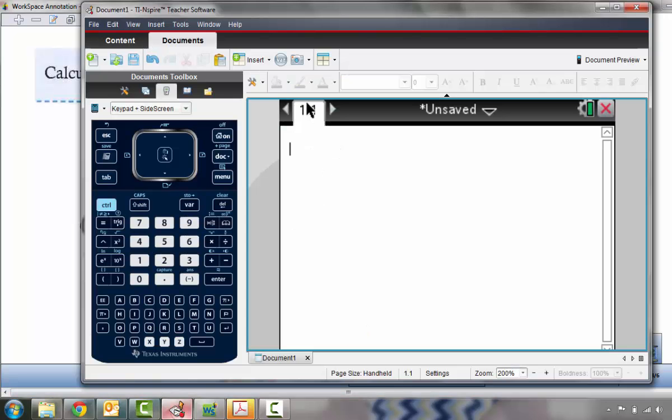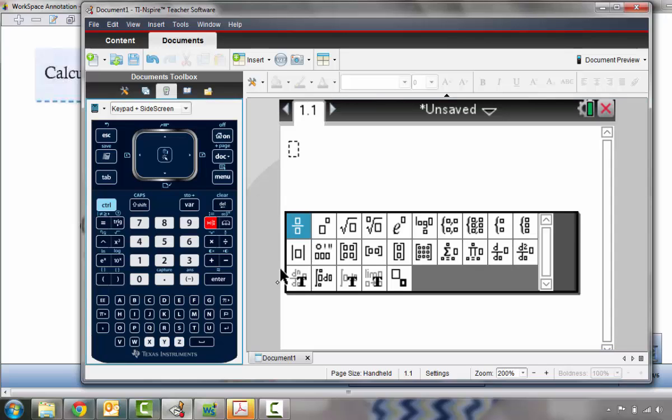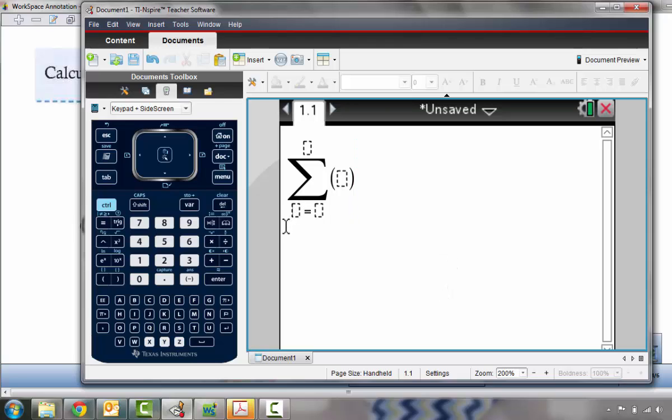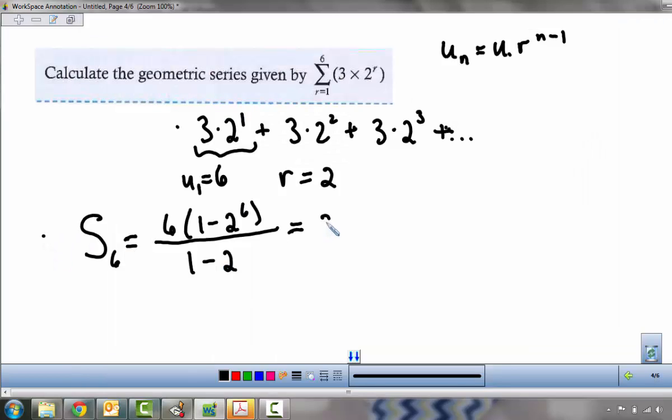Now, we can also do this straight up in our calculator. If I press this button, you will see right here a summation function. And we can put in r equals 1 to 6, 3 times 2 to the r. We push enter, and there we have it. It's that quick. 378.